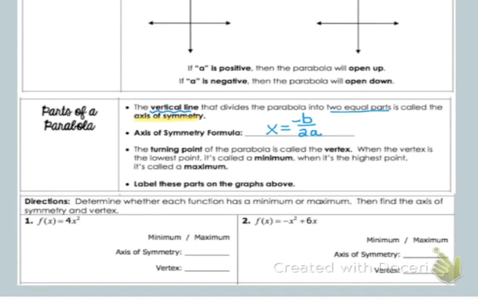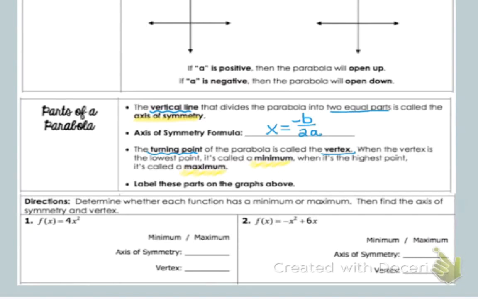Now talking about that vertex more, so the turning point, we said that is the turning point on the graph where that parabola changes direction, and that's called the vertex. And when the vertex is the lowest point, in other words, when the parabola opens up, that's called a minimum value. So we have a minimum if it's the lowest point, and it would be the maximum if it's the highest point. So if the parabola opens down, that vertex actually represents the maximum height that it gets to.